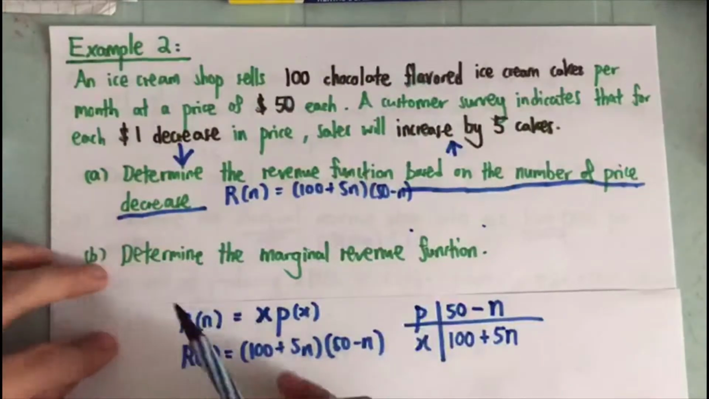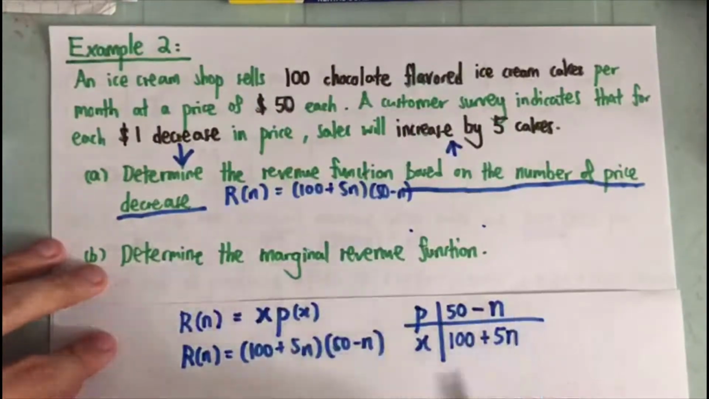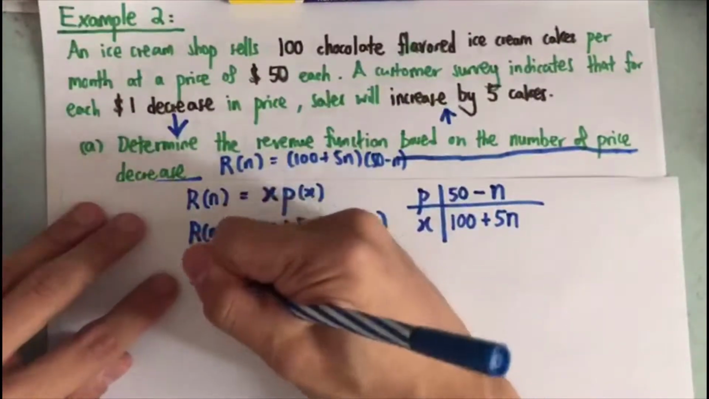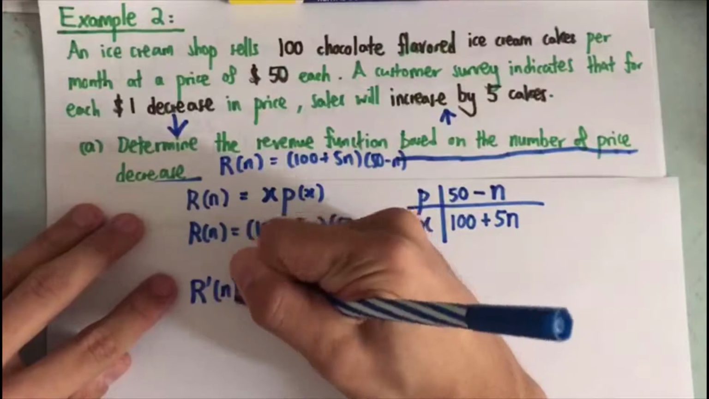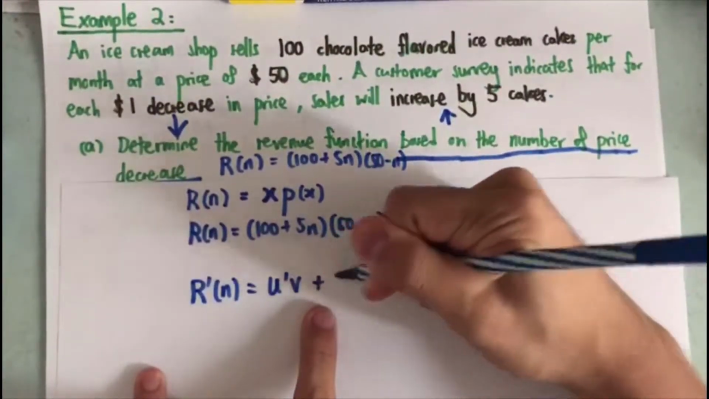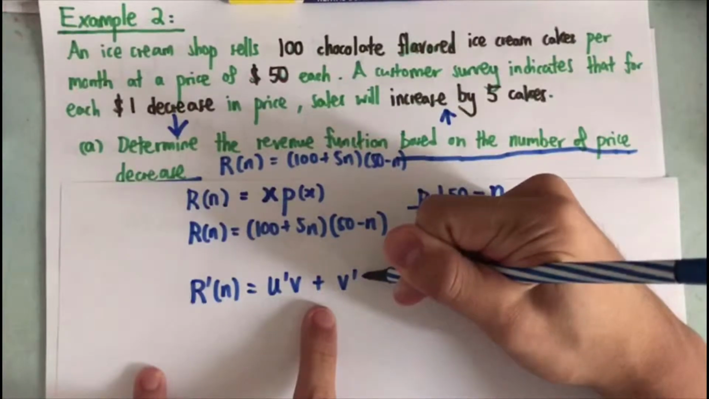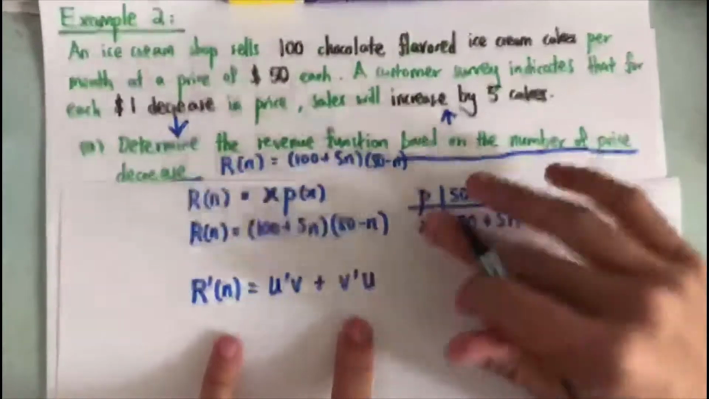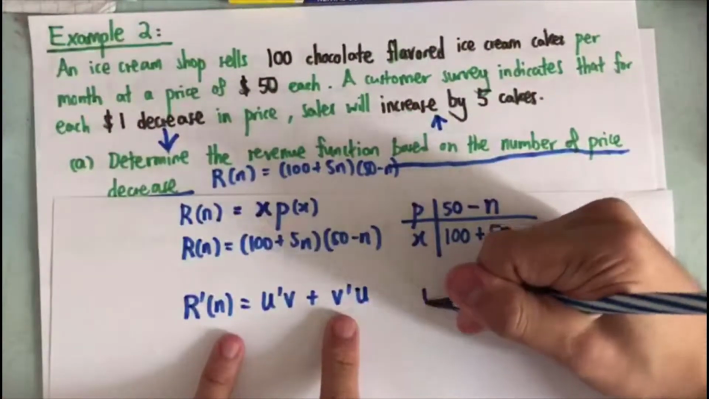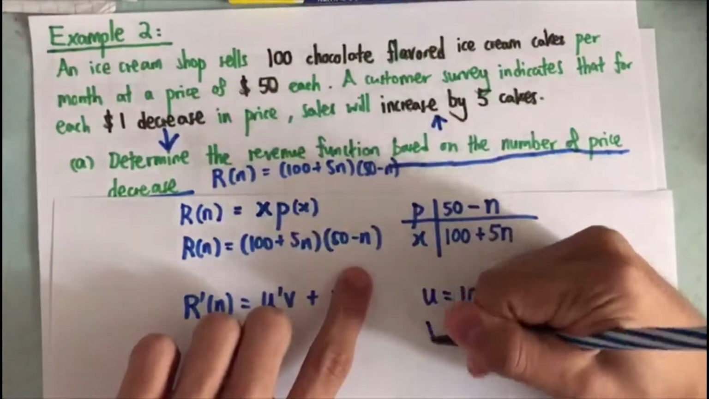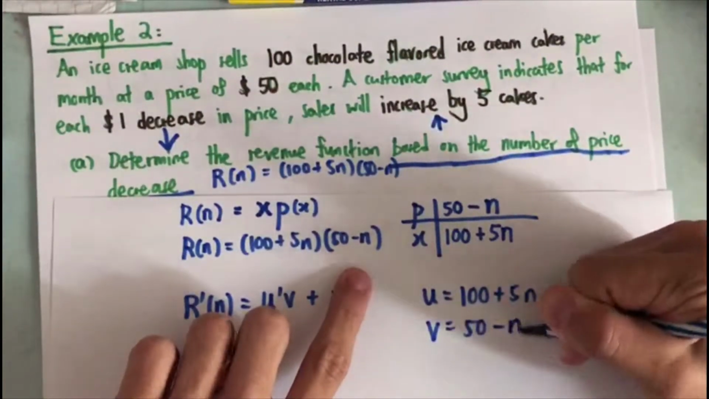Let's look at the second question. Determine the marginal revenue function. Marginal means the derivative of the revenue function. Therefore, find the derivative. Use the product rule, u prime v plus v prime u. So, let's look at this. u is 100 plus 5n, while v is 50 minus n.